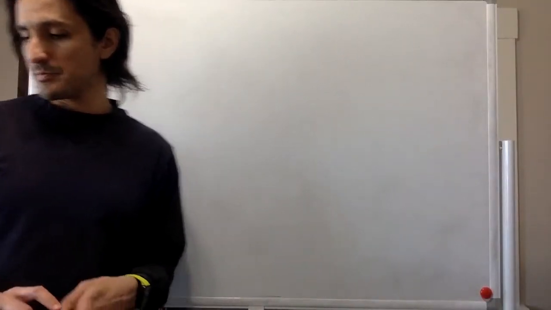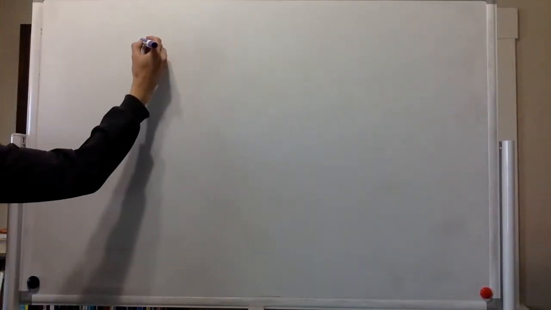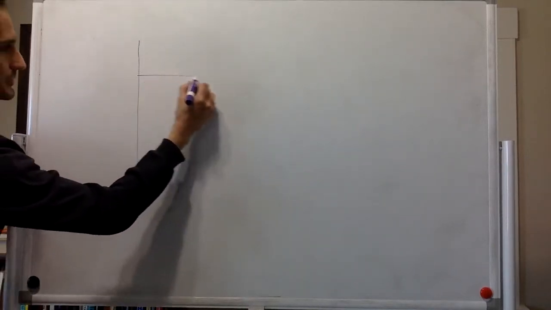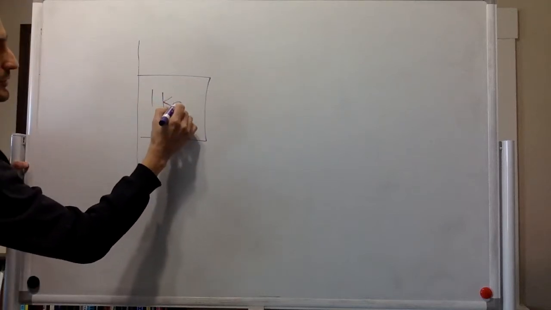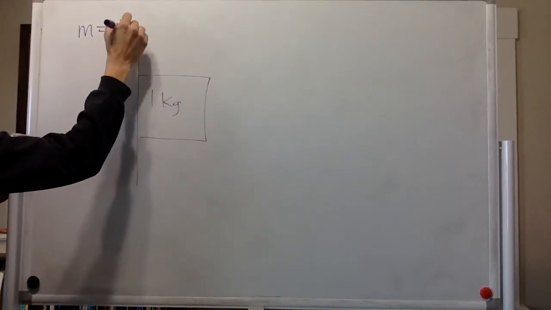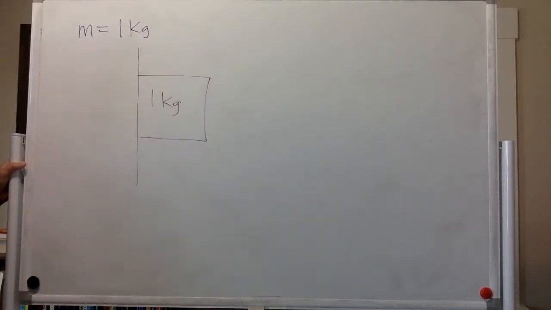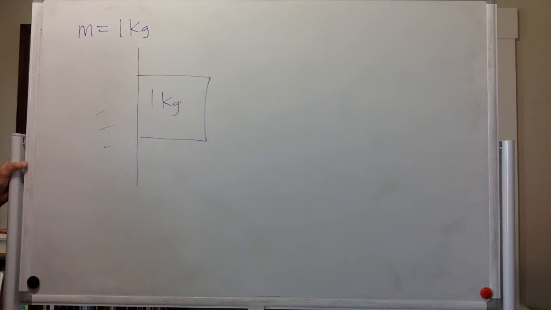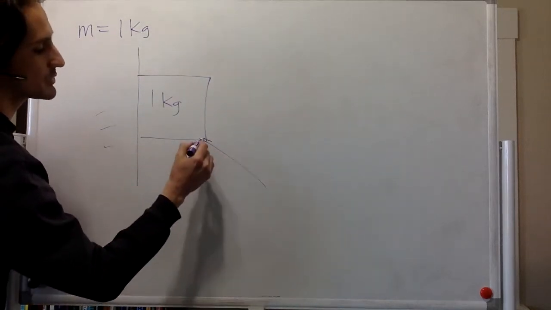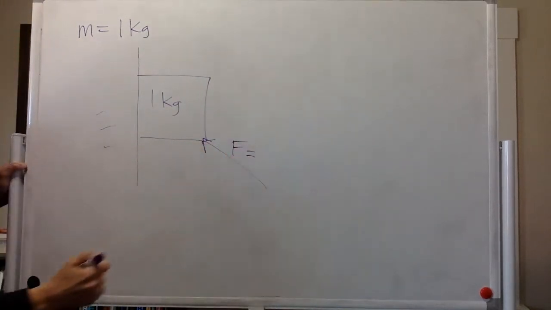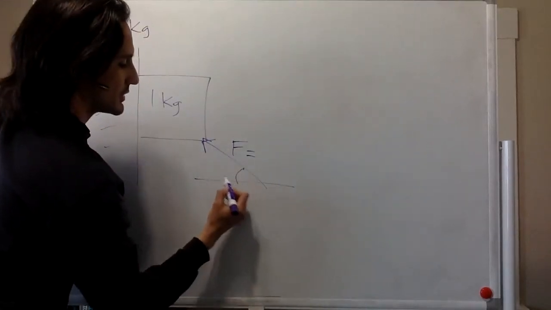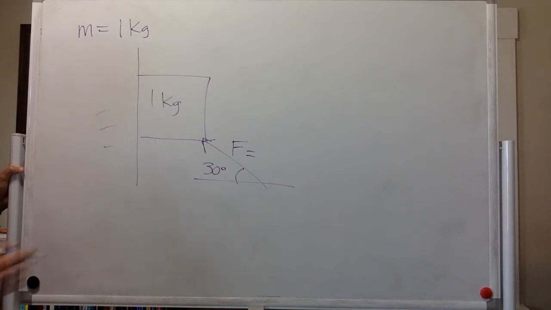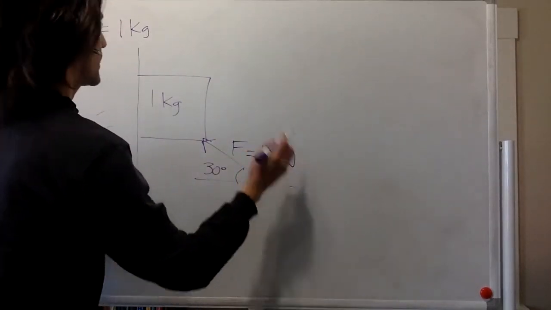In this problem, we have a wood block, 1 kilogram, that's the mass. And it is pressed against the wall, so the wall is over here. And it is being pressed against the wall by this force that is at a 30 degree angle with the horizontal. The magnitude of this force is 12 newtons.